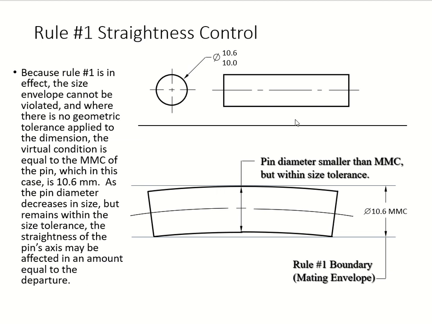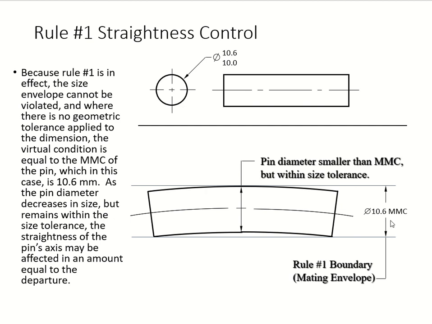Okay, so for straightness control, now we draw it really big so you can see what's going on here. You can see the little band. Of course, with the naked eye, you will always see a straight surface. But when you go in there and make it bigger, then you can see there's a tiny variation going on within that size range right there. So the pin diameter is smaller than your MMC, but still within the size tolerance. So that's your rule number one. They call it straightness.